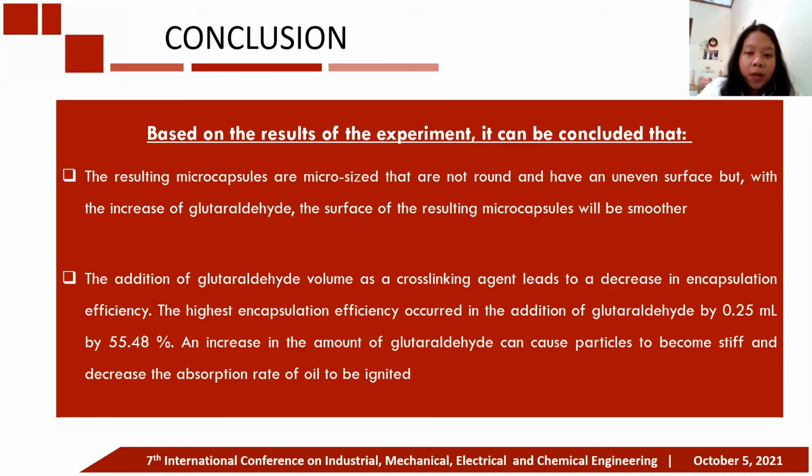Based on the results of the experiment, it can be concluded that the resulting microcapsules are micro-sized, not round, and have an uneven surface. But with the increase of glutaraldehyde, the surface of the resulting microcapsule will be smoother. The addition of glutaraldehyde volume as a cross-linking agent leads to a decrease in encapsulation efficiency. The highest encapsulation efficiency occurred with the addition of glutaraldehyde at 0.25 ml, at 55.48%. An increase in the amount of glutaraldehyde can cause particles to be stiff and decrease the absorption rate of the oil.